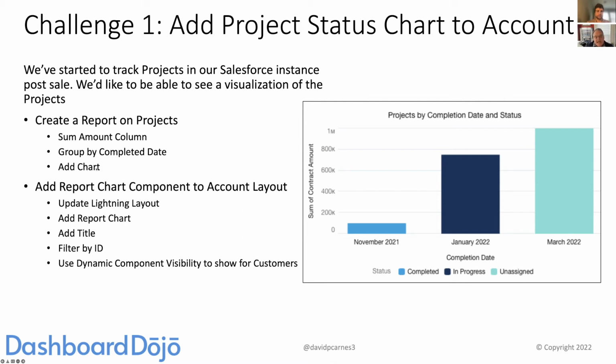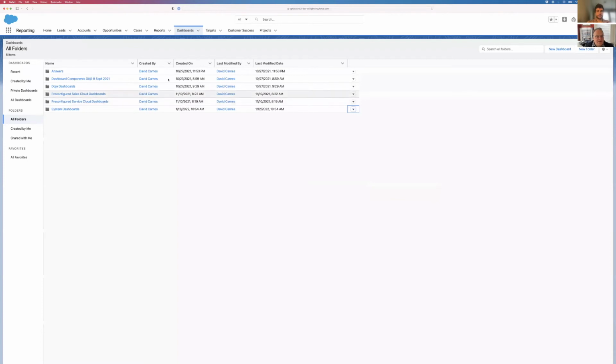We'll go ahead and add a chart. This is the rookie mistake. If you forget to add a chart on your source report, you cannot put that non-existent chart onto a page layout. So on your source report, you have to add a chart. And then what we're going to do is edit the account page layout, and we're going to add the report chart component to the page layout. We'll update that layout, add the title, add the filter by the account ID, and we'll use component visibility. So let's go and do this particular example. That felt like a mouthful.